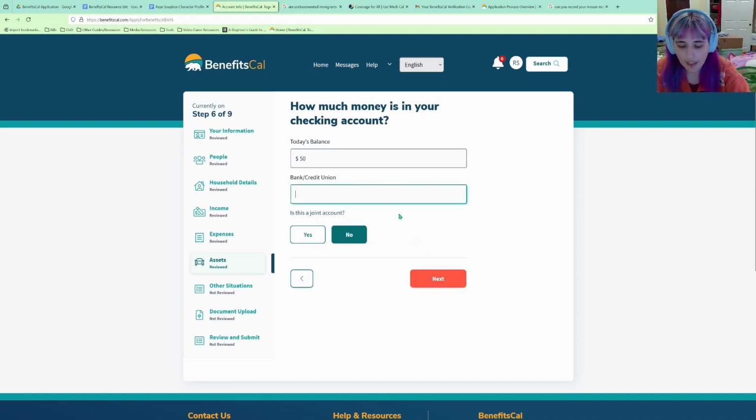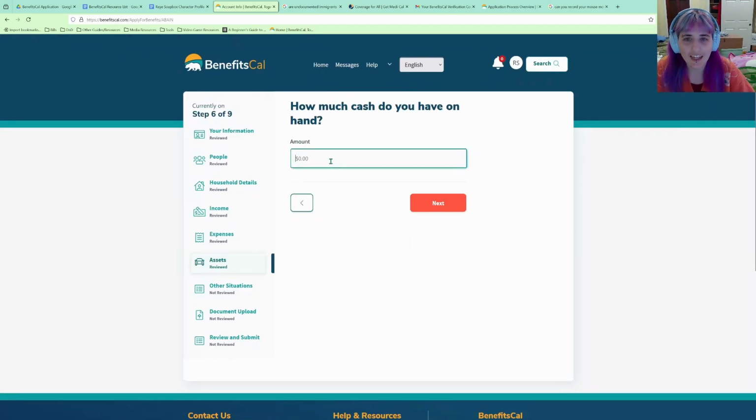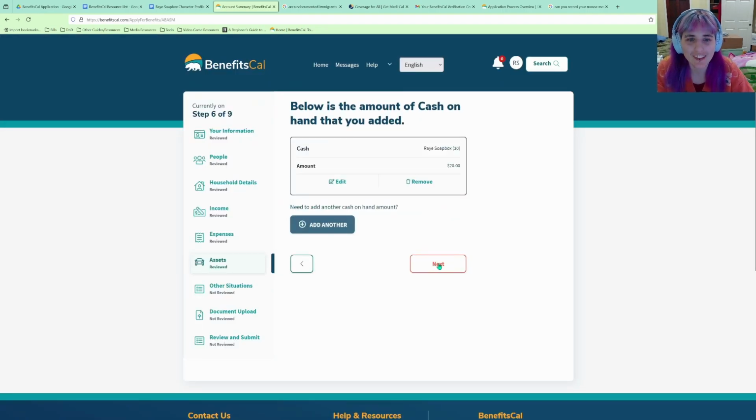The bank is, I don't know, what's a popular bank? Bank of America, because we all know I'm very patriotic. Not a joint account. Okay, and how much cash do I have on hand? We'll say I have $20. $20 seems to be my favorite amount for some reason.